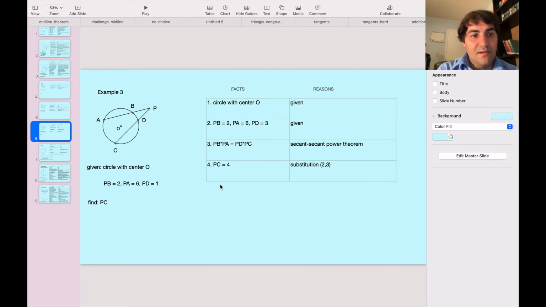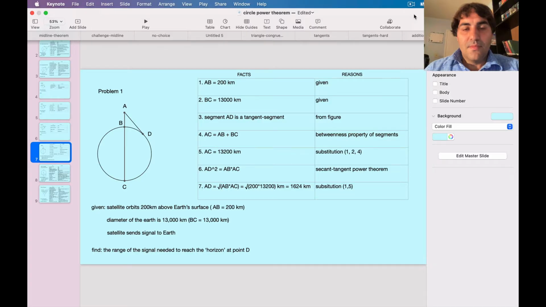Example 3, given a circle center O, PB equals 2, PA equals 6, PD equals 1, and we want to find the length of PC. So we write down what we know, and then we can apply the secant power theorem. PB times PA equals PD times PC. So we substitute, and we get PC is equal to 4. So let's work on problem 1.